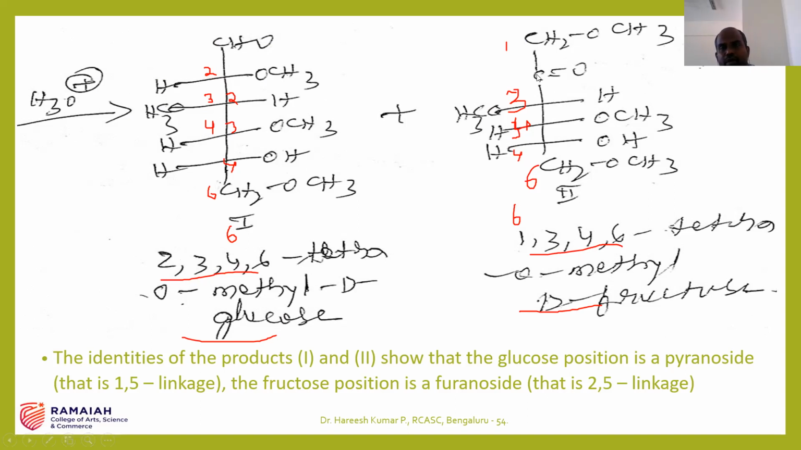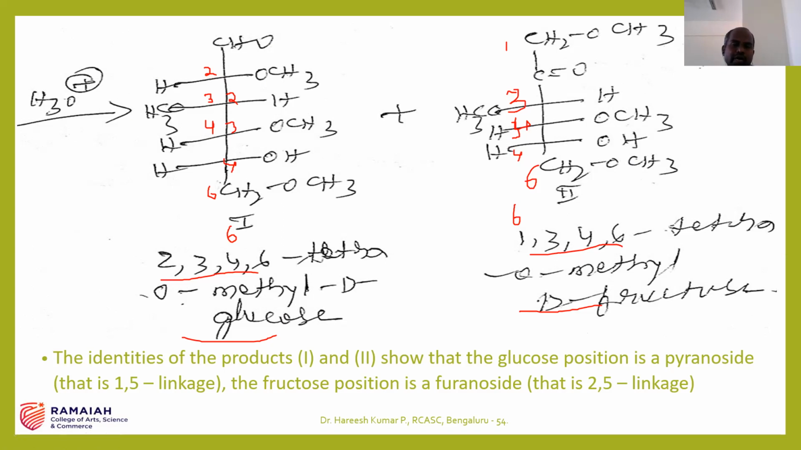Similarly, what is the name of this compound? This is 1, this is 2, this is 3. That means the 3 position has O-methyl, the 4th position has O-methyl, and the 6th position has O-methyl. So 1,3,4,6-tetra-O-methyl D-fructose. Why is it D? Because this hydroxy group is on the right hand side. So these two are the products obtained.